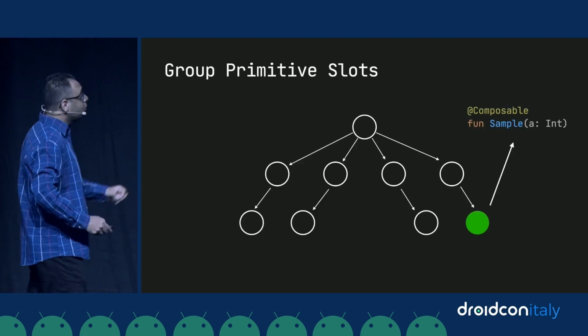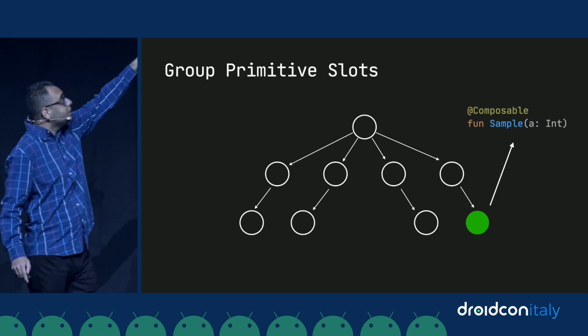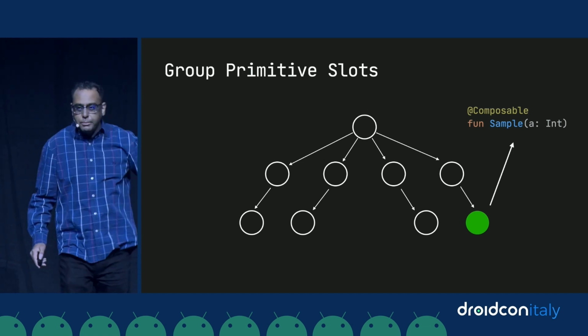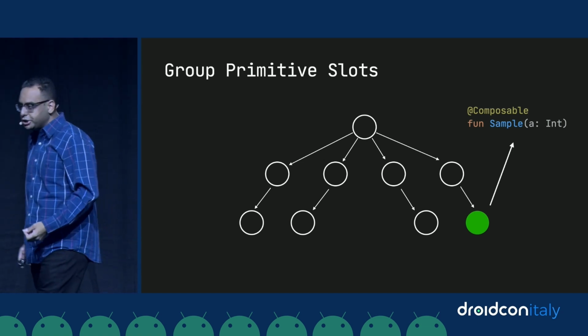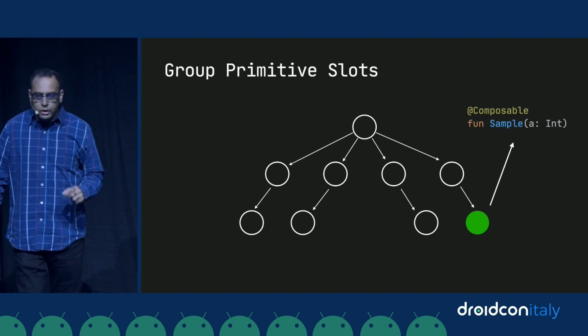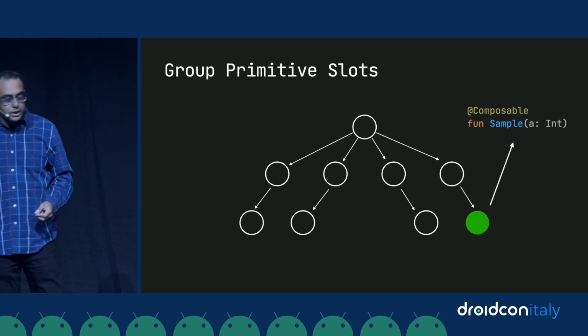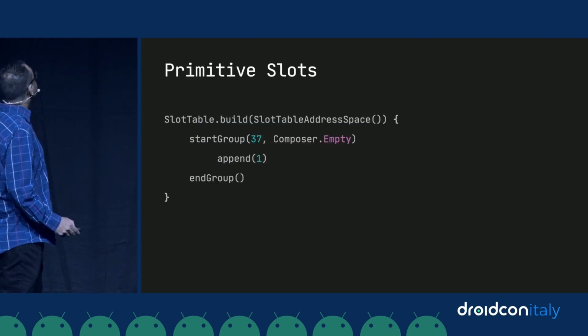So suppose you had this right here, this node, that group represents that composable function, and you have a computed value of an integer. Where do you store that information? What if you had a string? Where do you store that information? Where is that information stored? So go underneath the hood.